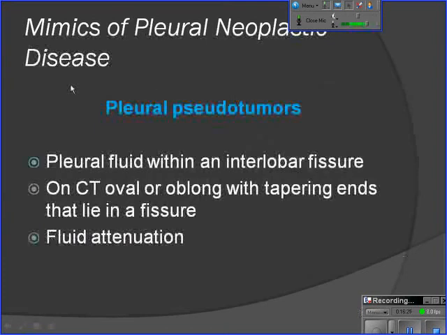And lastly, with regards to mimics, I just wanted to touch on pleural pseudotumors. So pleural pseudotumor is when there's pleural fluid within an interlobular fissure. So it can appear ovoid or oblong with tapering ends that lies in the fissure and has obviously fluid attenuation. I don't think it's so much a mimic on CT as much as on plain radiographs.